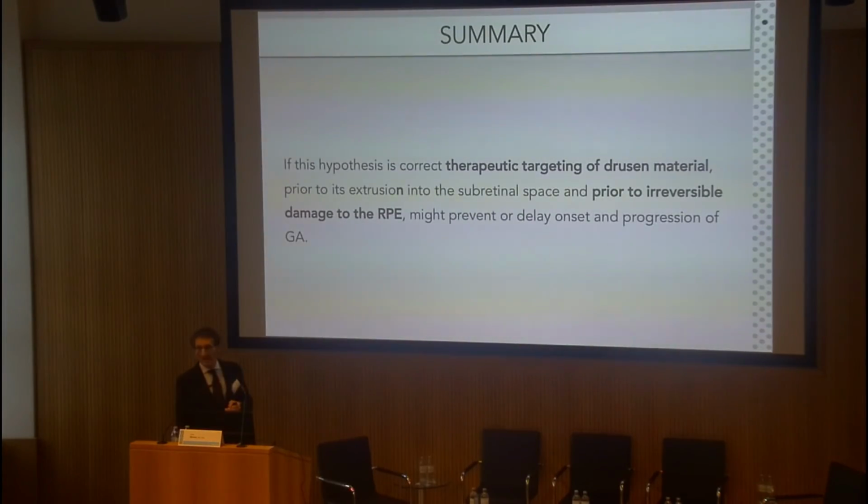So in summary, if this can be true to some extent, therapeutic targeting of drusen material before it damages the RPE could prevent or slow down the progression of RPE atrophy and cell death.